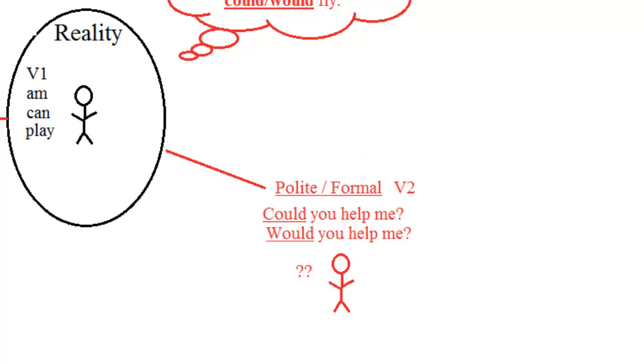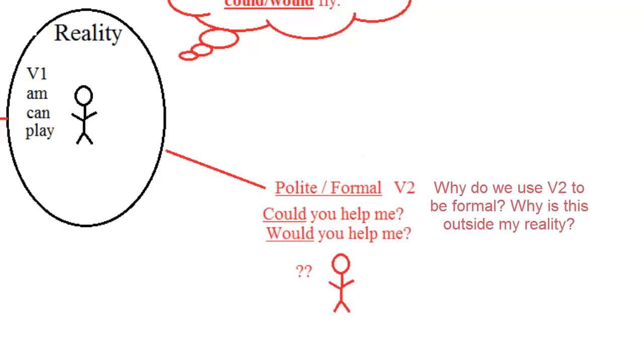So you see that the verb 2 past simple can be about the past, but it can also be about dreams that are now, and to be formal, using formal sentences now. Well, why is this? Why is being formal outside our reality bubble? Why do we use verb 2 past simple to be formal if we're asking for help now?